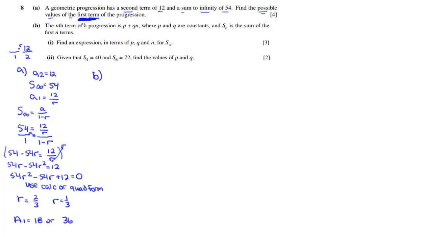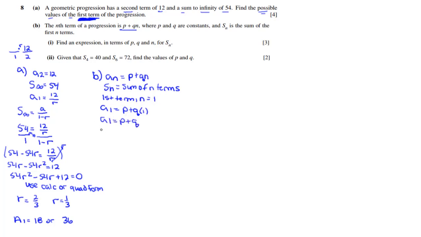Now, in part B, they say that the nth term of the progression is p plus qn, and S_n is the sum of the first n terms. All right, so that seems kind of cryptic. We've got a sequence here. So let's kind of play this out. If this is my formula, the first term is going to be when n equals 1. So I replace the n with a 1, so that's going to be p plus q. That's going to be the first term.